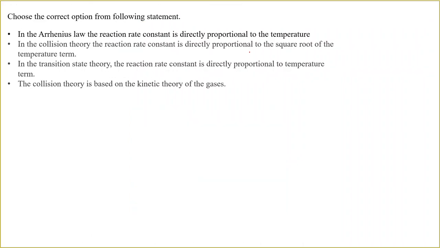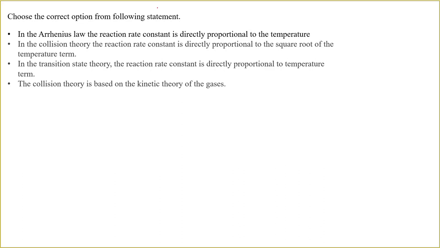Moving on, choose the correct option from the following statements. In the Arrhenius law, the reaction rate constant is directly proportional to the temperature. Next we have, in collision theory, the reaction rate constant is directly proportional to the square root of the temperature term. And next, in transition state theory, the reaction rate constant is directly proportional to the temperature term, and the collision theory is based on the kinetic theory of gases.